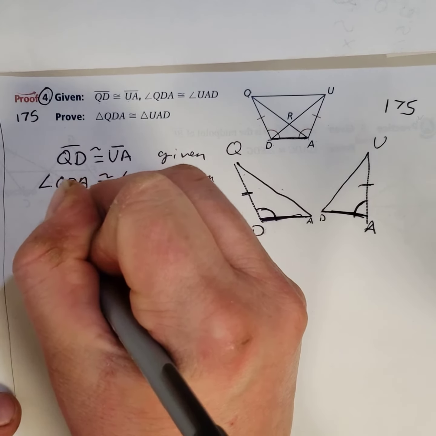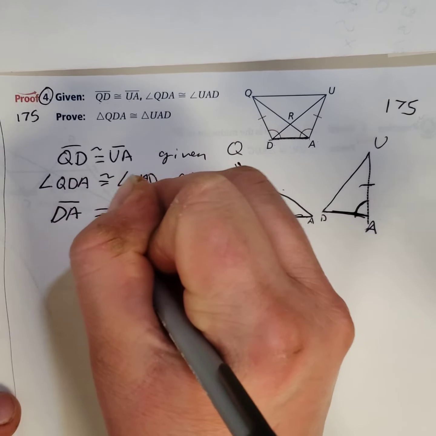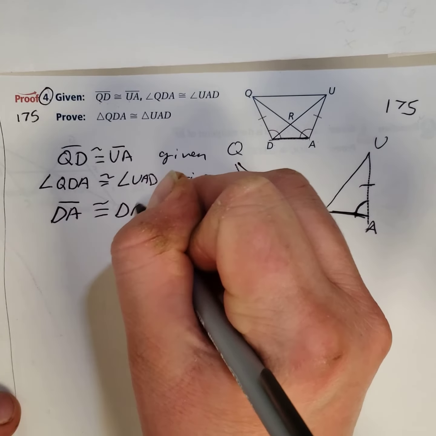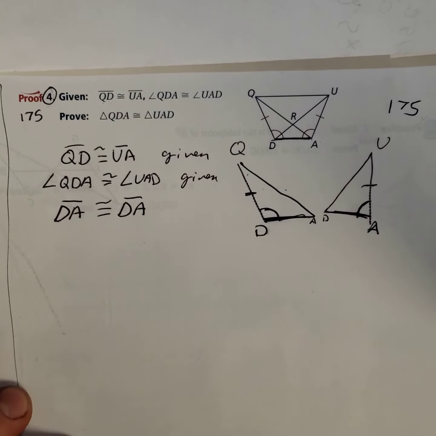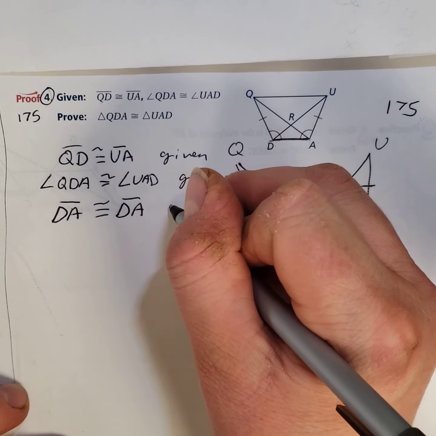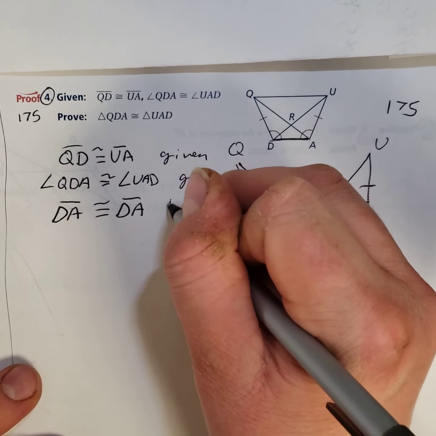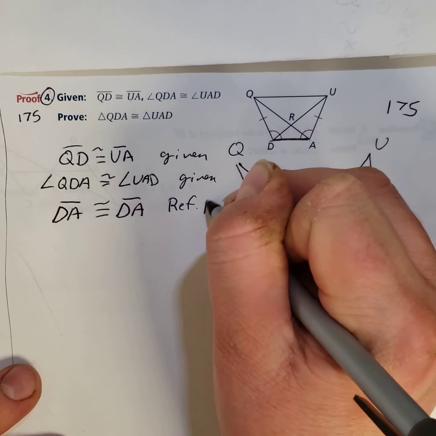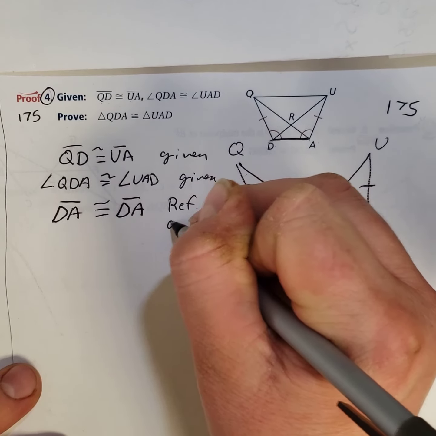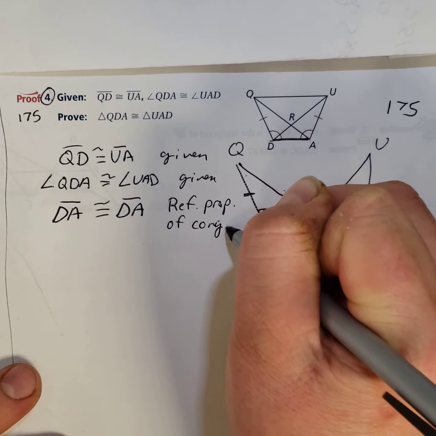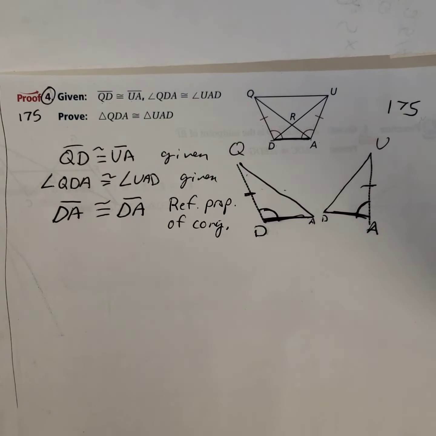DA is congruent to, and I'm going to just call it DA again for simplicity. Why do we know that? Well, because they're the same line, and the math word for that is the reflexive property of congruency. I abbreviated, you can too.